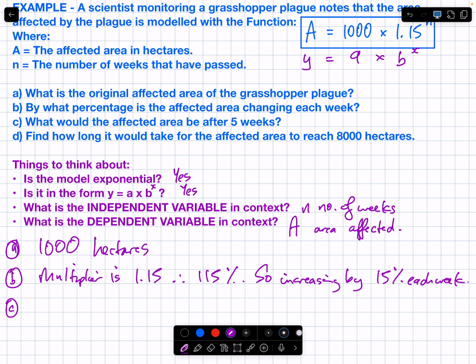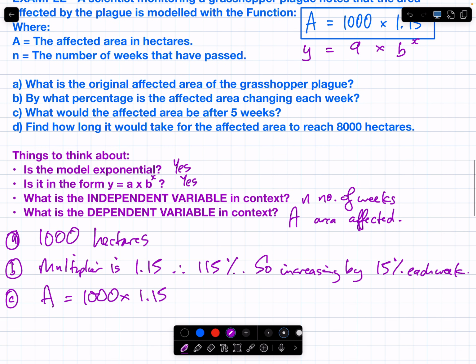What would the affected area be after 5 weeks? How could I find that using my model? I have my model here. A is equal to 1,000 times 1.15 to the power of the number of weeks. Is the question telling me the number of weeks? So all I need to do is change that n to the number of weeks, which is 5.